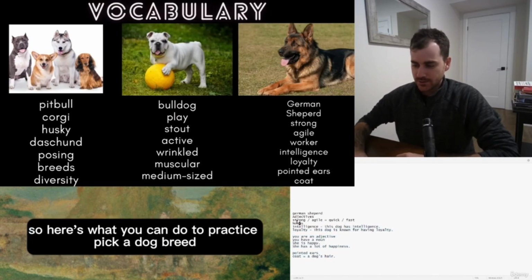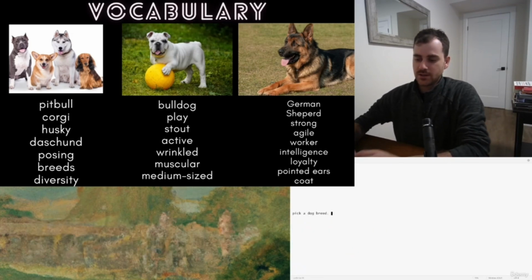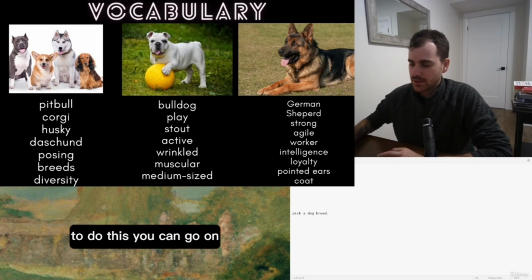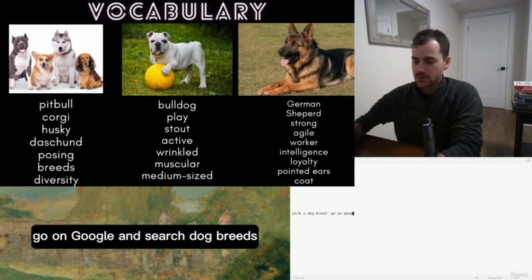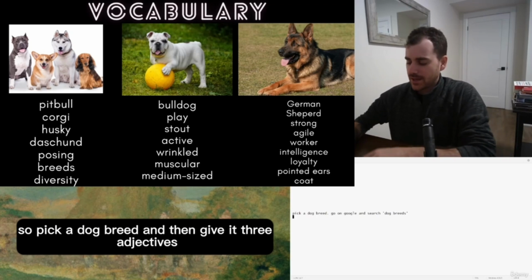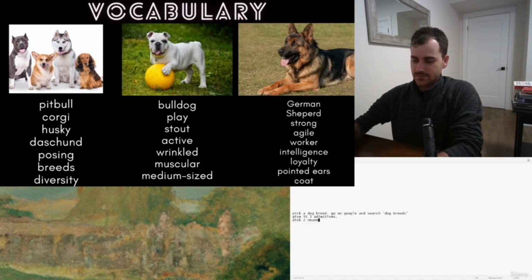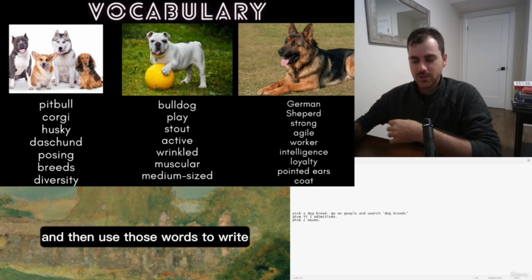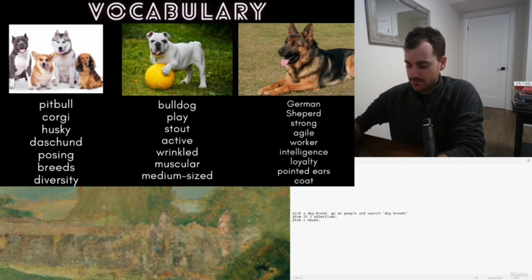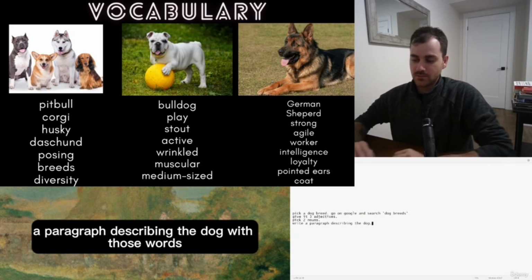So here's what you can do to practice. Pick a dog breed. To do this, you can go on Google and search dog breeds. So pick a dog breed and then give it 3 adjectives. And then also pick 2 nouns. And then use those words to write a paragraph describing the dog with those words.